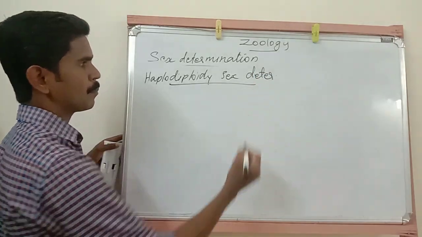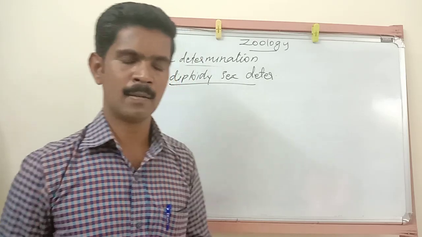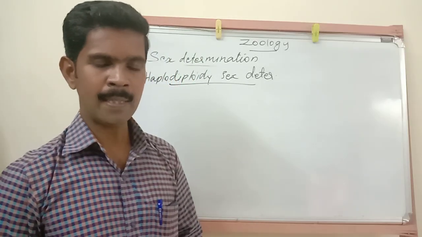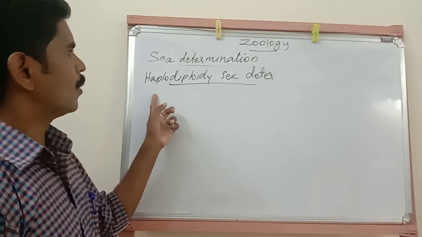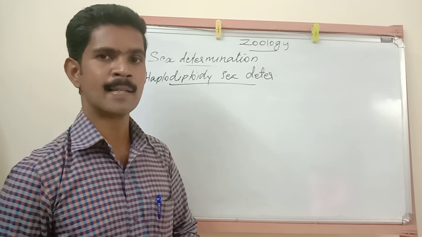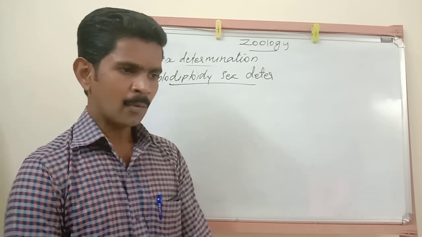Okay, haplodiploid sex determination. We can see haplodiploid sex determination in honeybees. Honeybee is one of the examples for haplodiploid sex determination. We can see this in honeybee families. You all know honeybees.